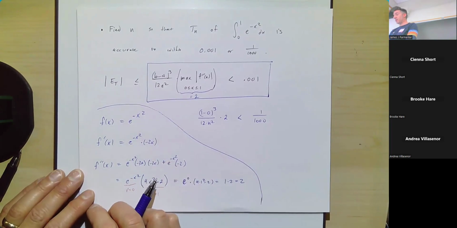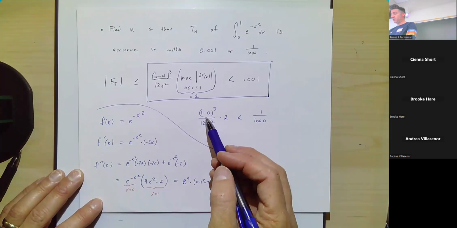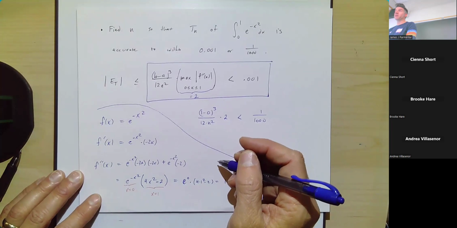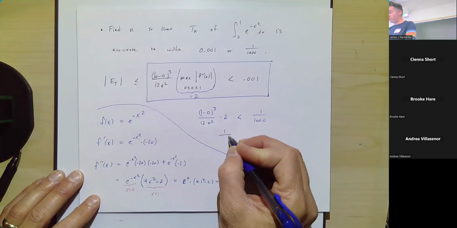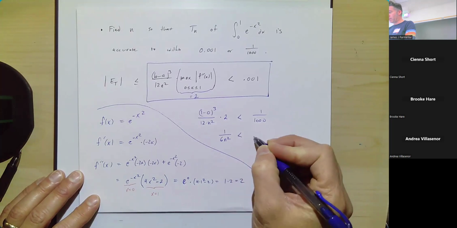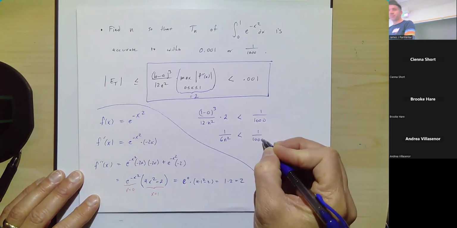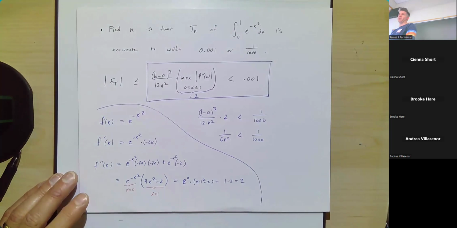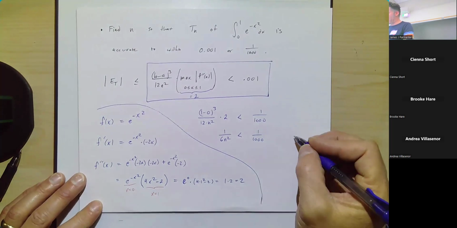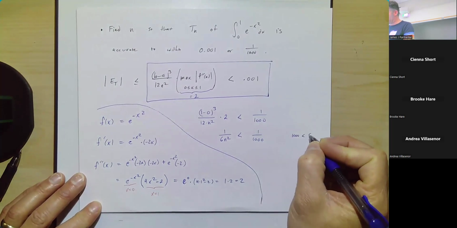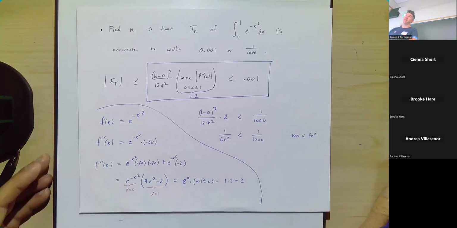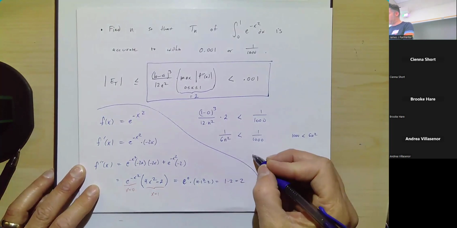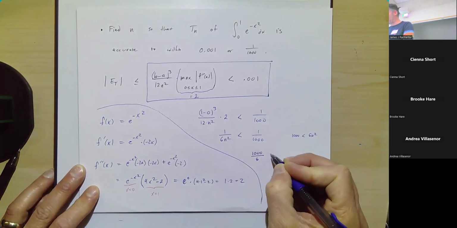Let's simplify this. On the left-hand side, we have 1 times 2 over 12. That reduces to 1 over 6. So I can write the left-hand side as 1 over 6 n squared is less than 1 over 1,000. I always like to cross multiply here, but really I'm doing too much work when I cross multiply. I should have just multiplied this side by 1,000, this side by n squared, and gotten 1,000 divided by 6 is less than n squared.